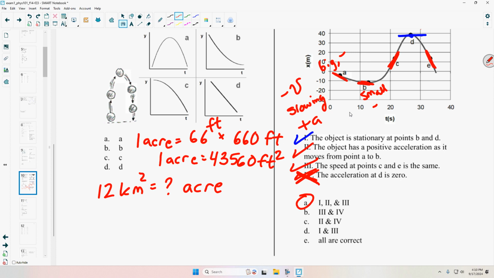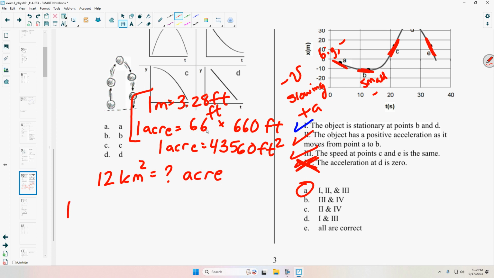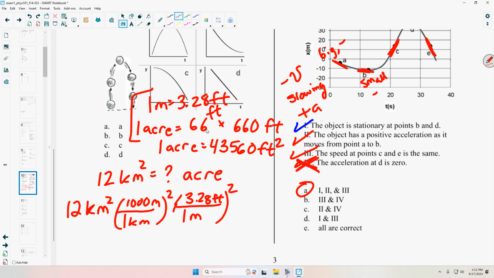By the way, I'll also tell you that 1 meter is equal to 3.28 feet. I give you both of these conversion factors. Now, if I want to convert that 12 kilometers squared, first thing I want to do is to convert those kilometers to meters. So I say 1 kilometer is 1,000 meters. But I have to square that unit to get rid of the kilometers squared. Then I want to convert the meters to feet. So I say 1 meter is 3.28 feet. I have to square that conversion factor as well.